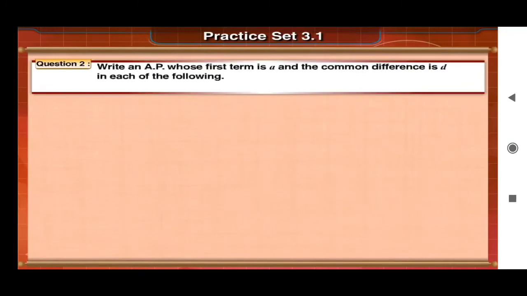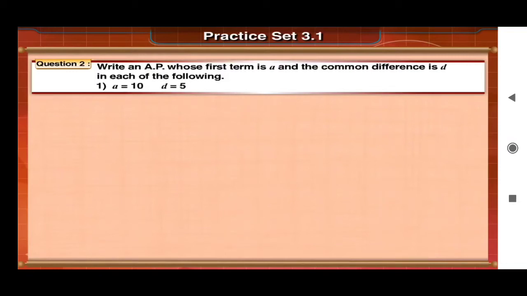Question 2. Write an arithmetic progression whose first term is A and the common difference is D in each of the following. 1. A is equal to 10, D is equal to 5.